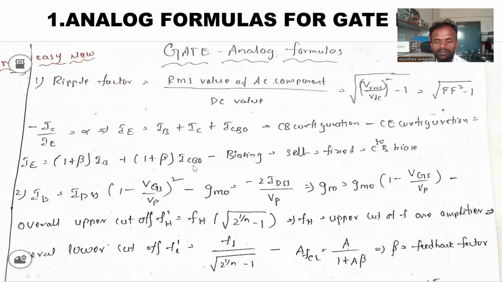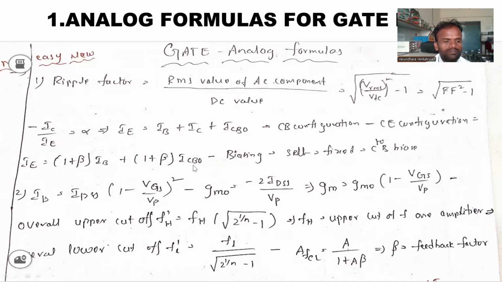So the biasing techniques in a transistor are of three types: self-bias, fixed bias, and collector to base bias. Okay. So for collector to base bias, the diagrams are different. According to the diagrams, you can write the equations by using nodal analysis or loop analysis. Anyway, next one. So IE equals (1 plus beta) IB plus (1 plus beta) ICBO. And the biasing techniques are self bias, fixed bias, and collector to base bias.